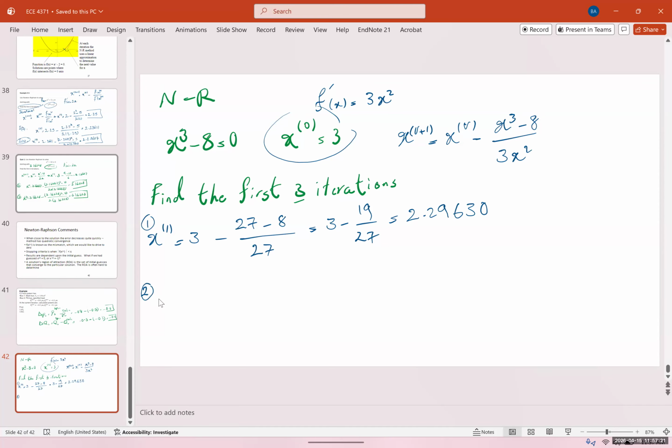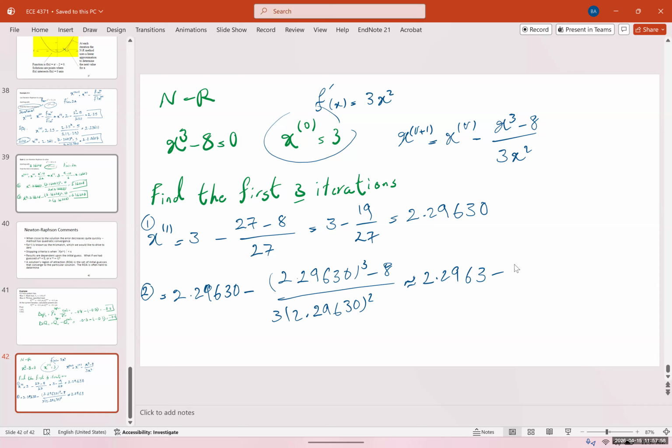The second iteration is going to be 2.29630 minus 2.29630 to the power of 3 minus 8 over 3 times 2.29630 to the power of 2, which is almost going to be equal to 2.29630 minus 0.25978, which gives us 2.03652.